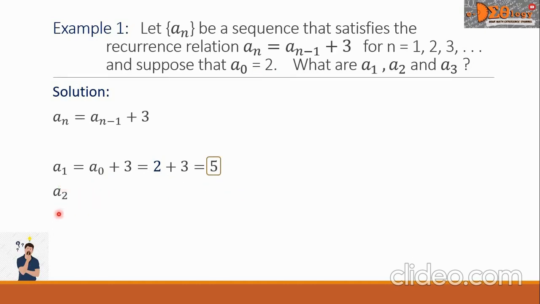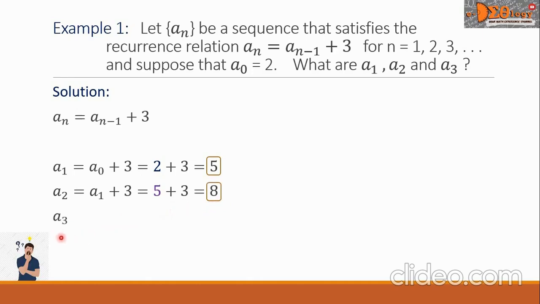Let's go to a sub 2. In here, our n is equal to 2. We modify our formula based on n equals 2. Therefore, a sub 2 equals a sub 1 plus 3. The a sub 1 value is derived from our solution here, and that is equal to 5. We substitute this 5 to a sub 1. So we have now 5 plus 3. And the sum is 8. This is the value of a sub 2.